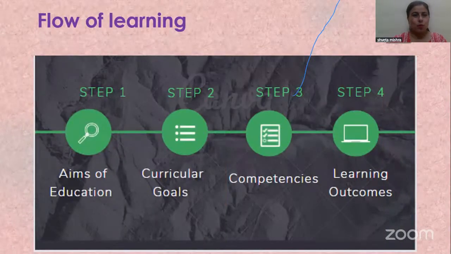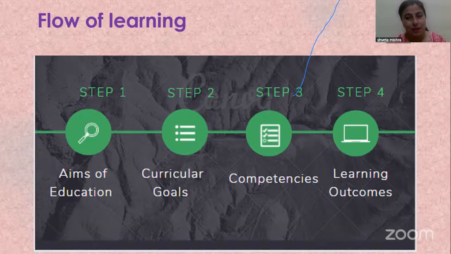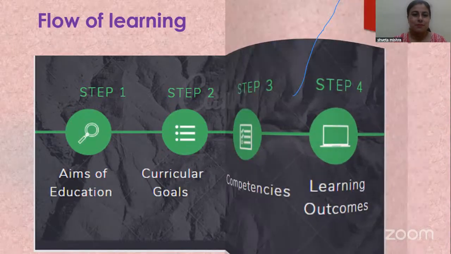And this flow of learning is definitely known to everybody, so I'll just brush through it. Step 1 is aims of education, where we put them up. Step 2, set the curricular goals. Step 3, look into the competencies to be achieved. And step 4, the interim markers of learning outcomes.